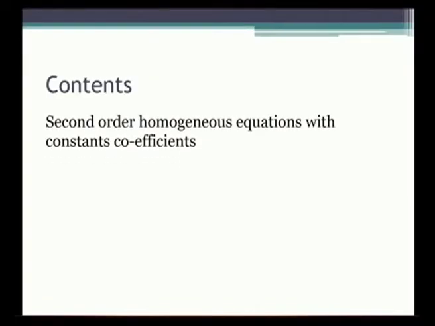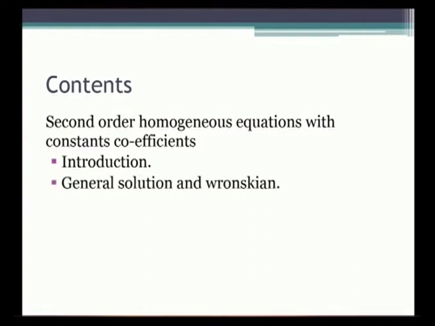Welcome to UGC lecture series, BSc Physics Honors, Mathematical Physics 2, Semester 2, Lecture 7. In this lecture, we are going to see second order homogeneous equations with constant coefficients. First, an introduction about the second order homogeneous equations, then the general solution of this second order homogeneous equation, then the Wronskian of this general solution, finally the summary. These are all the topics we are going to see in this lecture.